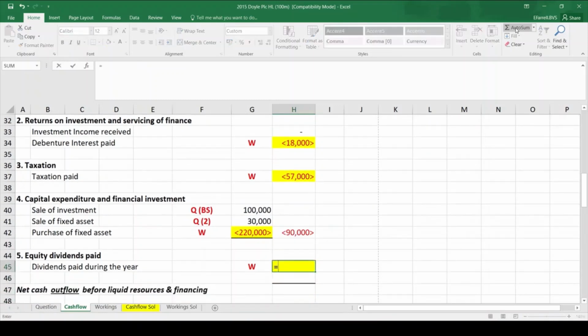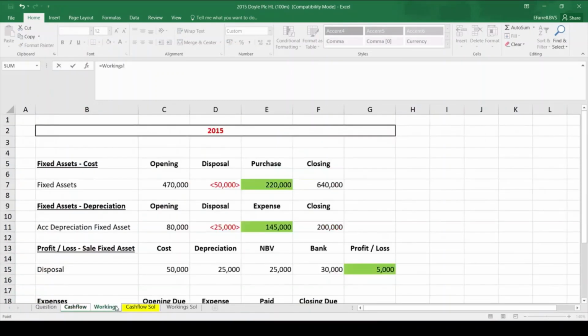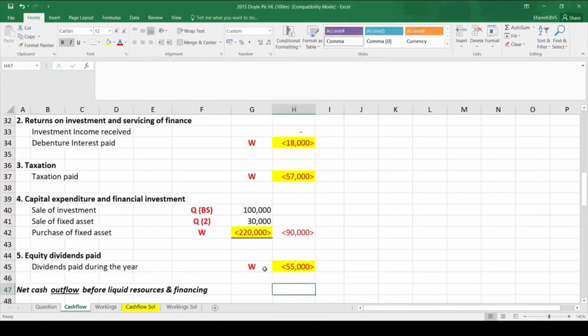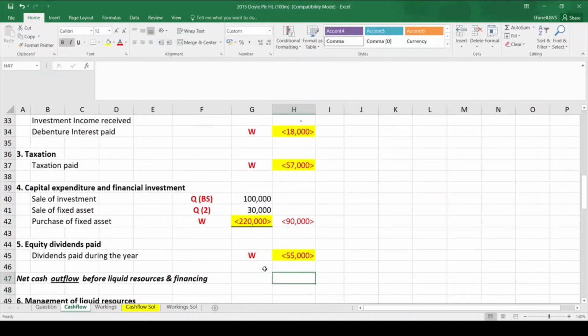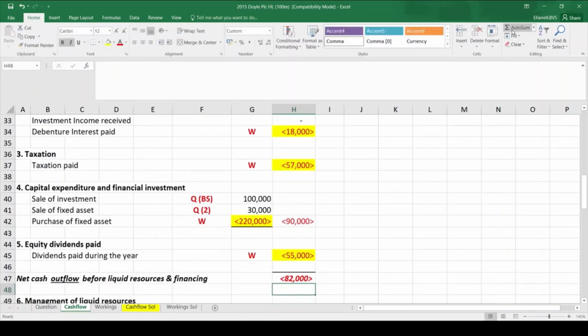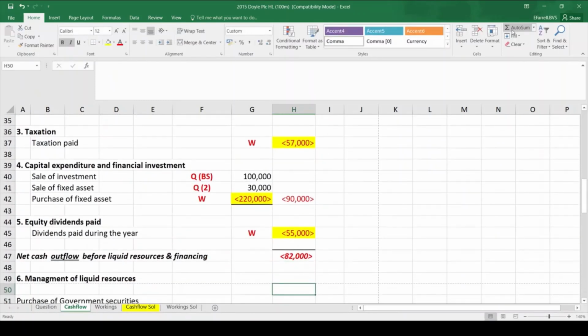Equity dividends paid, again, we're simply taking that from our workings here. So dividends paid, if I go down to dividends paid, 55,000. Now, we need to total these here. You have to total them after the 5th heading, otherwise you will lose some marks. So I'm going to total these up, and it comes to minus 82,000. Okay? Because it's a minus figure, it's an outflow.